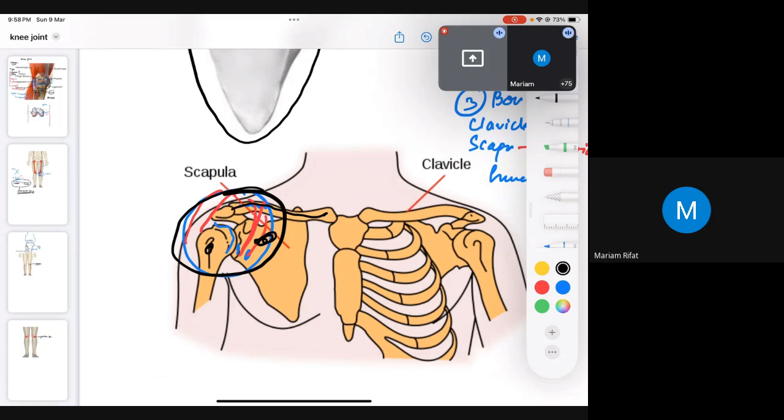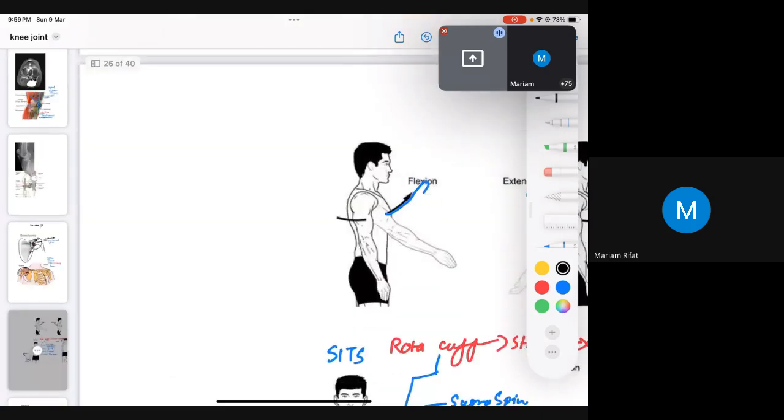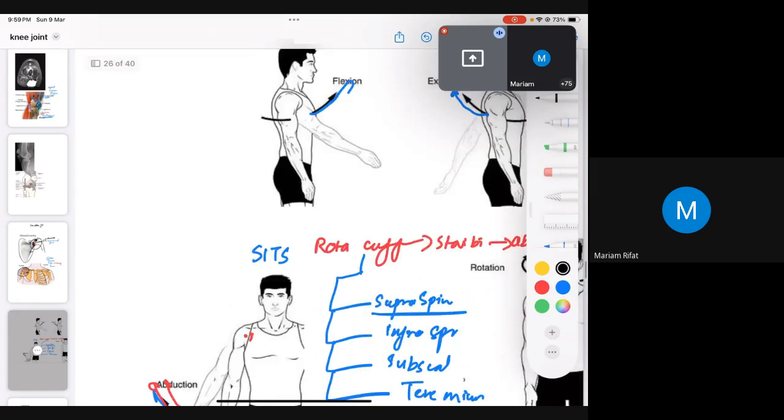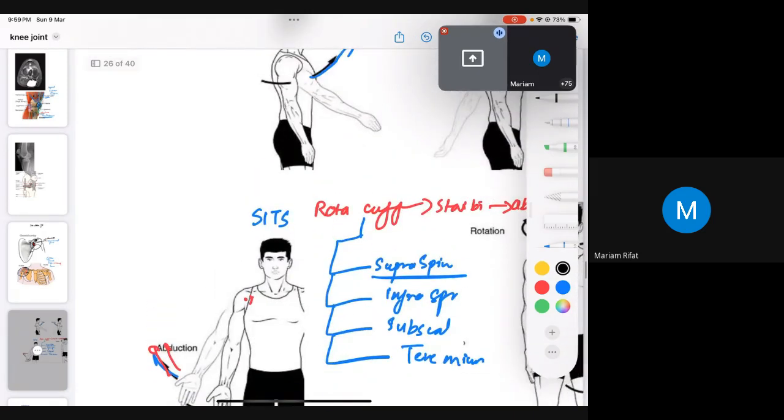So we expect a lot of range of movements here, like flexion, extension, abduction, adduction, even rotation, because it's a ball and socket. You guys can see here you have flexion and you have extension. For example, during abduction, I want the glenohumeral joint to be stabilized. Can you tell me the group of muscles which stabilizes your glenohumeral joint, or the shoulder joint?